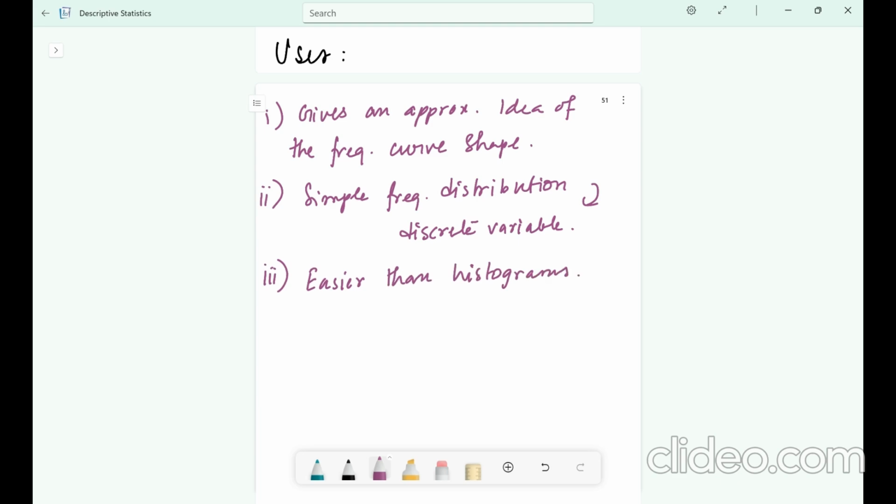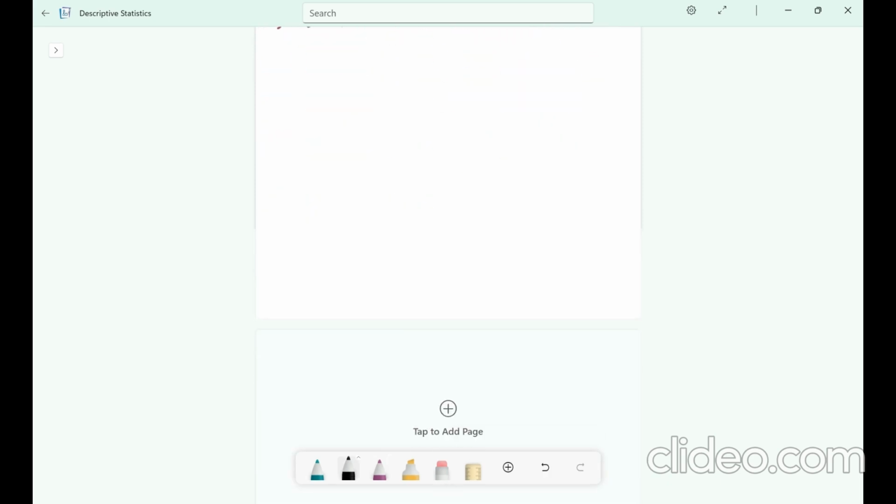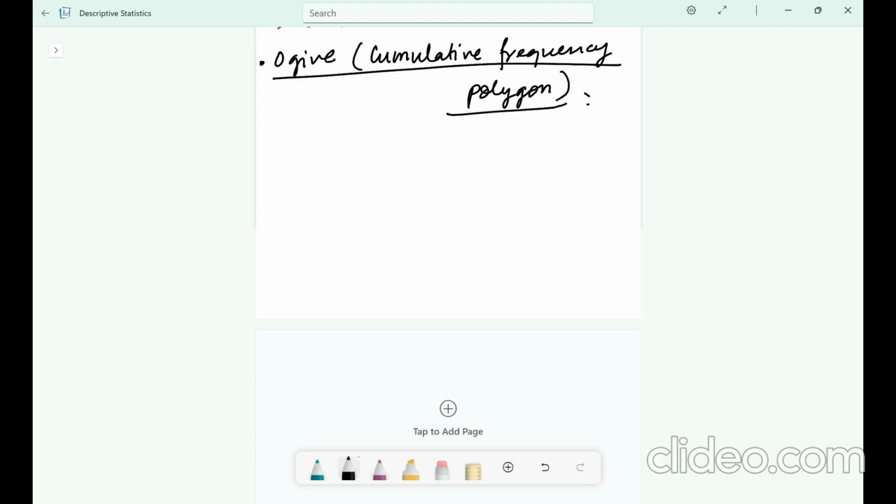Now the last part of diagrammatic representation is the ogive, which is also known as the cumulative frequency polygon. The ogive is a graphical representation of cumulative frequency.